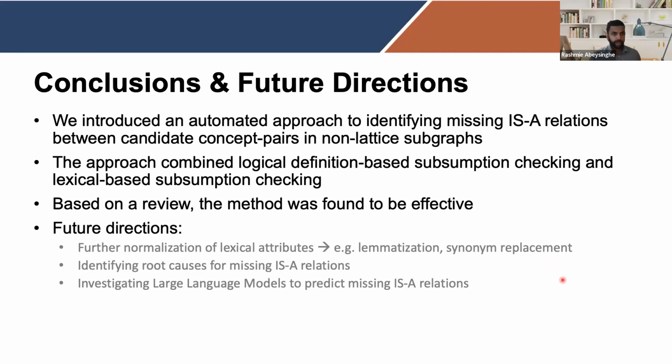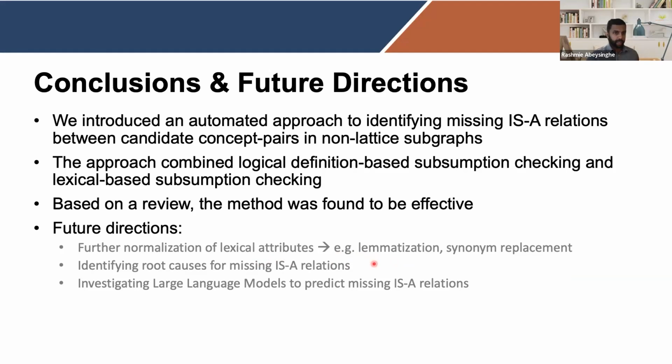And in the future, we would like to further normalize these lexical attributes by maybe performing lemmatization and synonym replacement. And also, while we suggested these missing Isa relations, the fix might not be directly adding them to respective ontologies. Fix may involve different complicated steps like changing the logical definitions of concepts so that the missing Isa relation can be inferred.